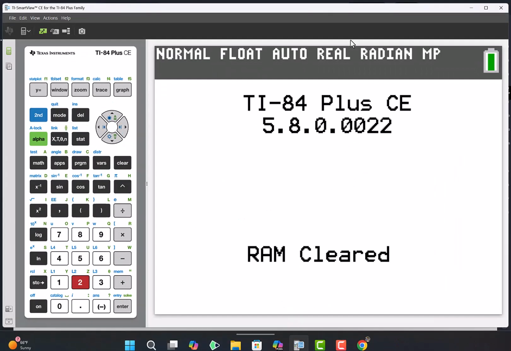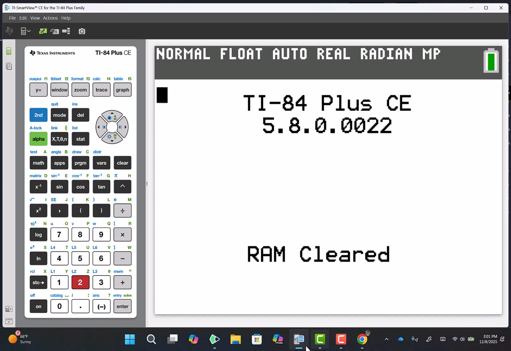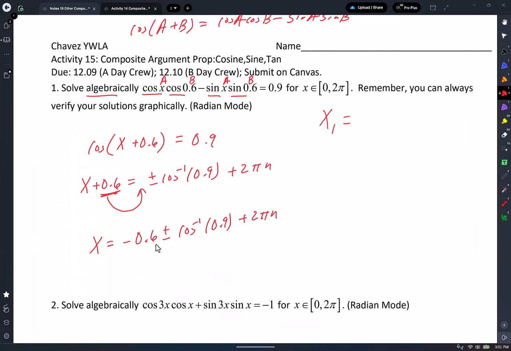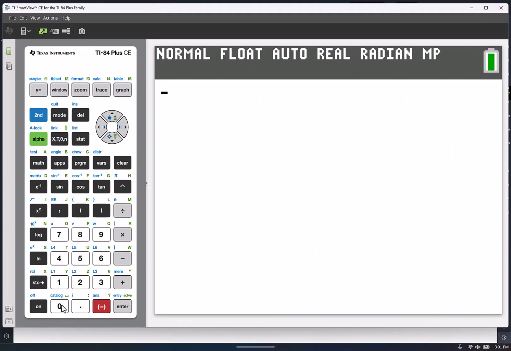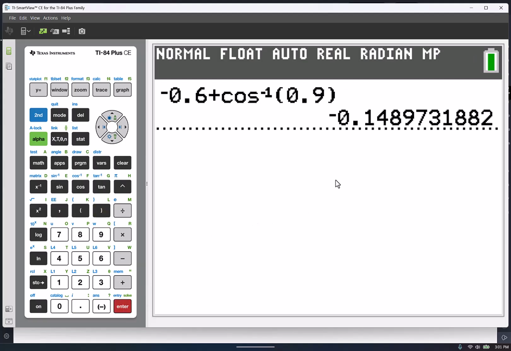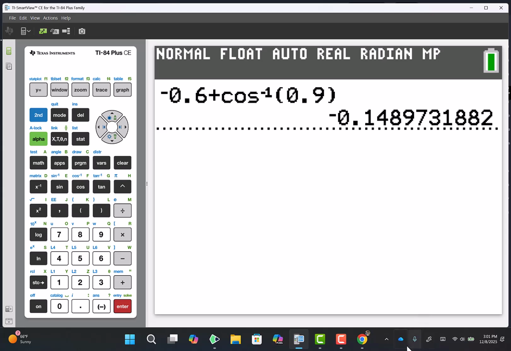Here's where your calculators are going to finally come in. Make sure you're in radian mode. And it says negative 0.6 plus arc cosine of 0.9. So that's what I'm going to type in. Negative 0.6. I guess I could have just put 0.6. Plus arc cosine of 0.9. Enter. There it is. Negative 0.14897.